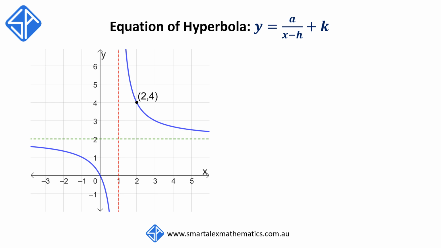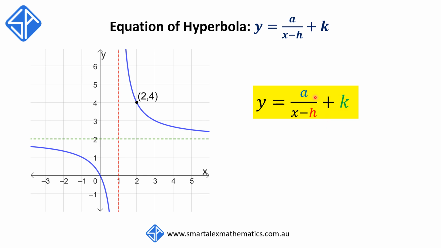In this video, we're going to look at how to find the equation of the hyperbola when we're given its graph. To find the equation of the hyperbola, we're going to start off with the general equation of the hyperbola, which is y is equal to a divided by x minus h, plus k.